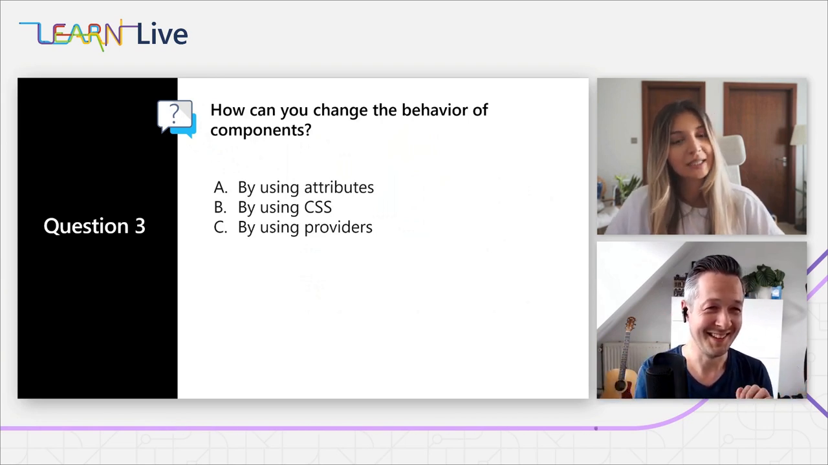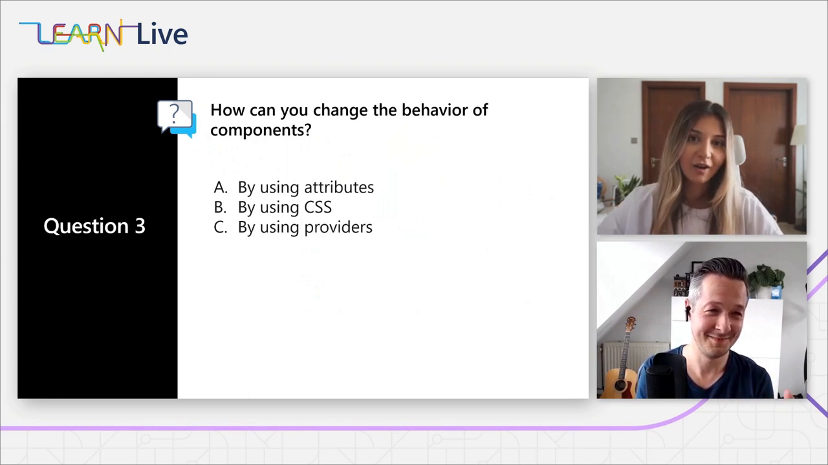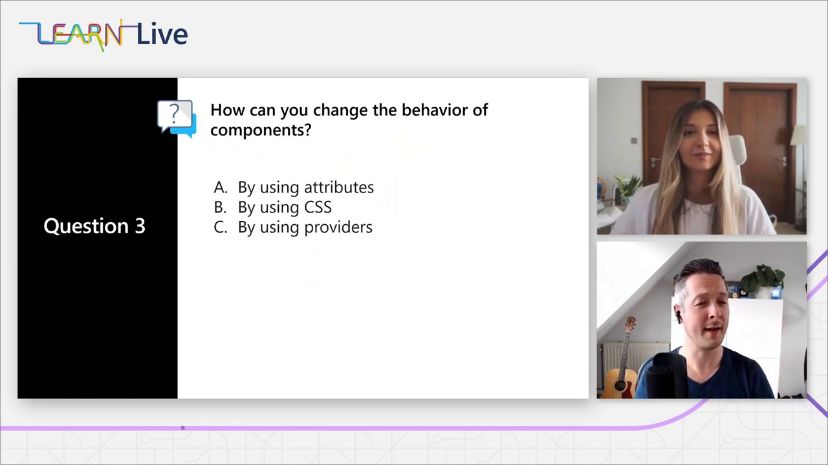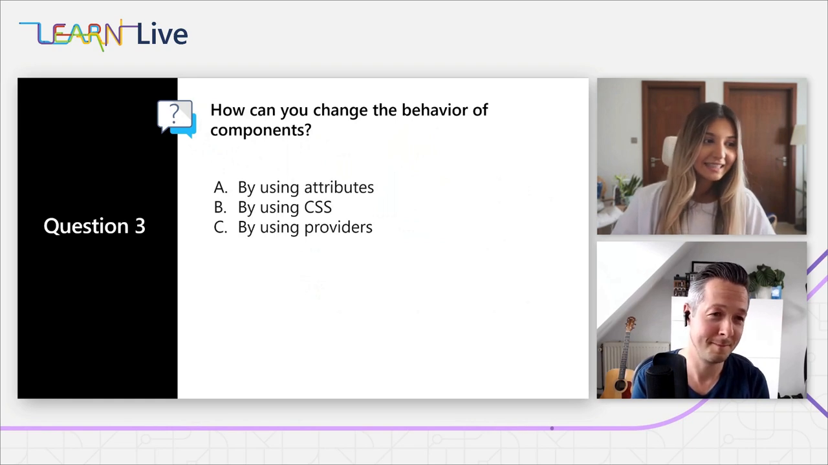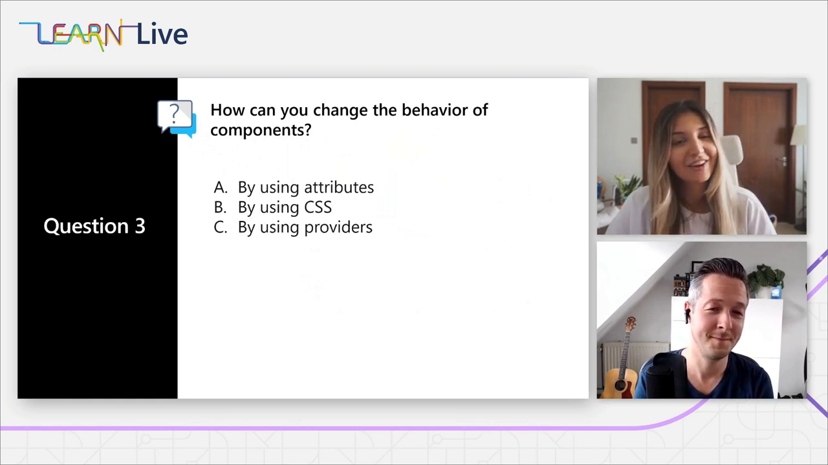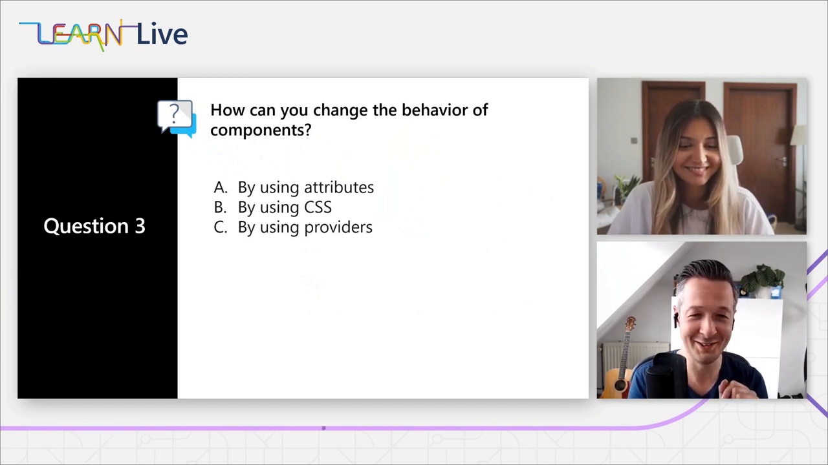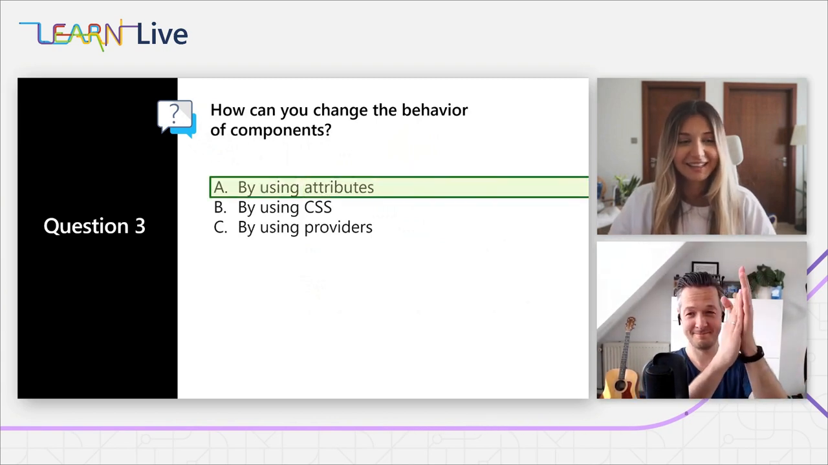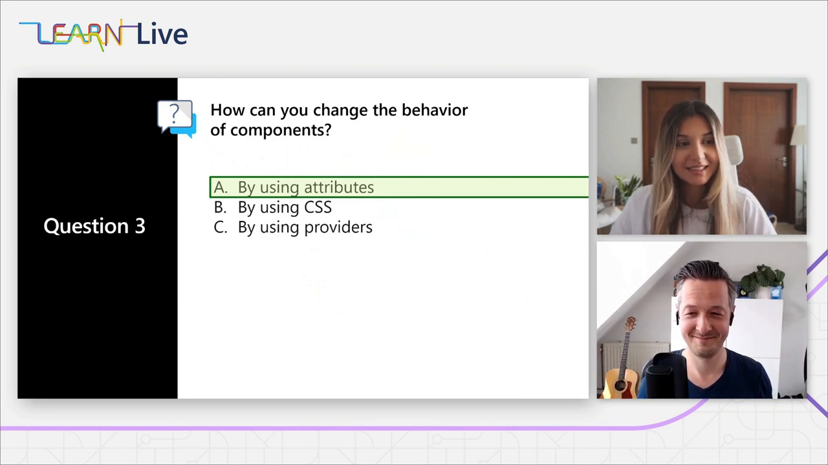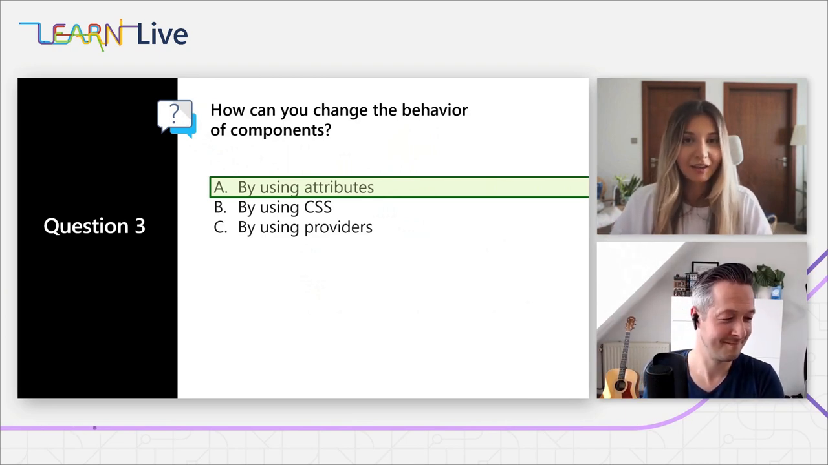Okay, behavior, you mean the way we get the data from Microsoft 365, and the way we show the data and so forth and so on. Yeah. I see that 88% of our attendees answer the question as A by using attributes. Let's see if it is correct. Would that be the right answer though? Okay. Yes. So it is. Definitely it is. Attributes, you can customize, change the behavior of the components using attributes.